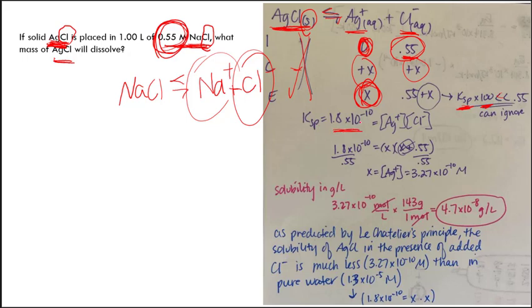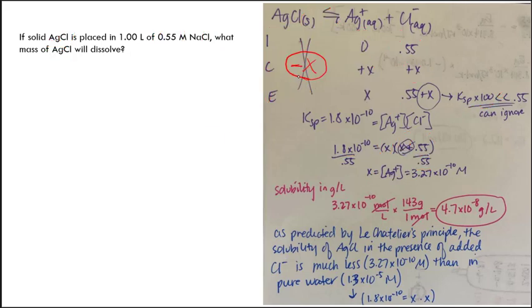KSP for silver chloride, if we look it up on our cheat sheet, would be 1.8 times 10 to the negative 10, and that's equal to X times 0.55 plus X. Notice that I crossed off the plus X. So to get X by itself, I'm going to divide both sides by 0.55, giving me X, which is my silver concentration. X is also how much of my silver chloride has been dissolved, right? Because I'm starting with a certain initial value and I'm losing X when I'm gaining X.